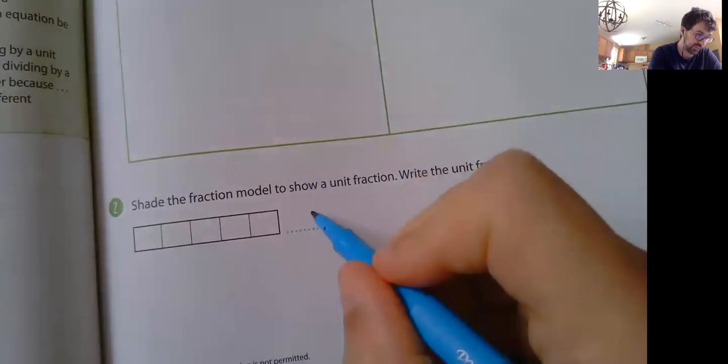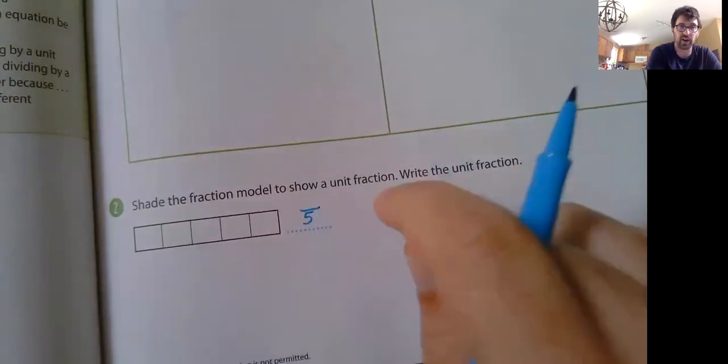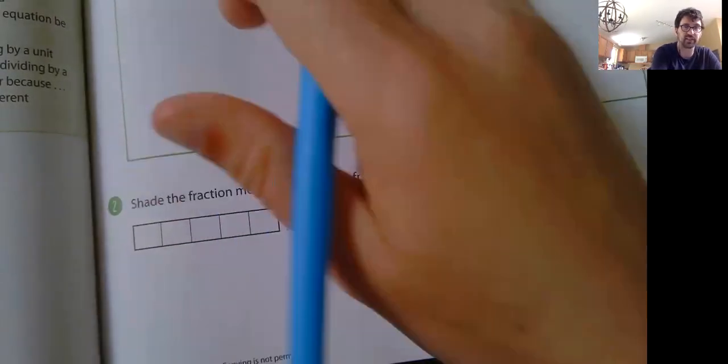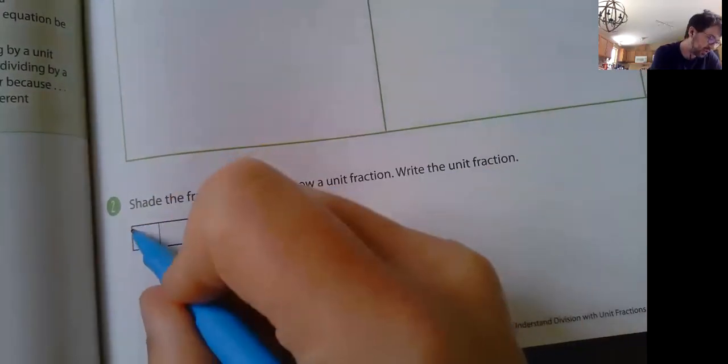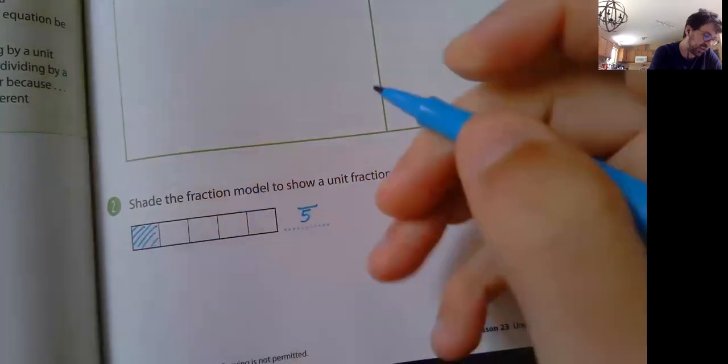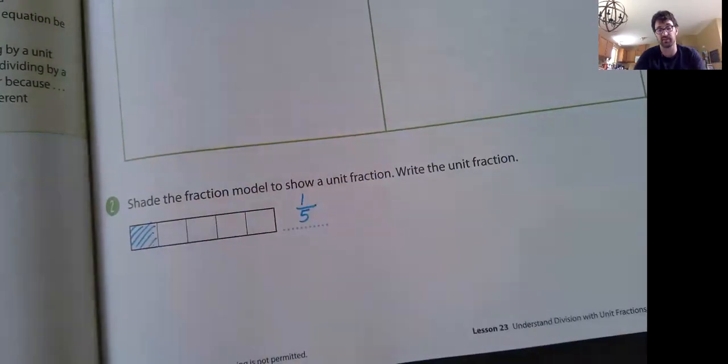We have fifths, right? Remember, a unit fraction, as we talked about, has a numerator of 1. So the idea is, if we're going to shade this, we're going to shade in 1, and that makes 1/5. And that's it. That's all it's asking us to do. We're just shading it, so it is a unit fraction, which is 1/5.